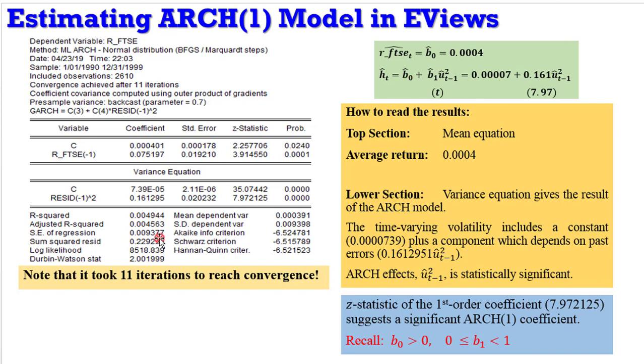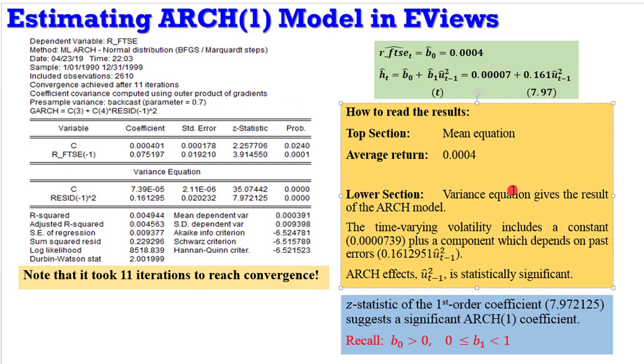Beta naught here is a constant, which is 0.00007, plus the lag of the squared residual, which is 0.161. And we can see the z statistic at 7.97 and the p-value significant at 1% level. So this is how you construct the ARCH-1 model upon estimation.